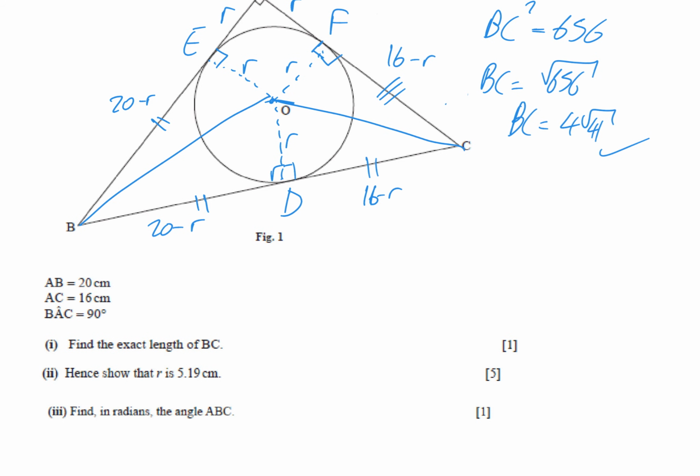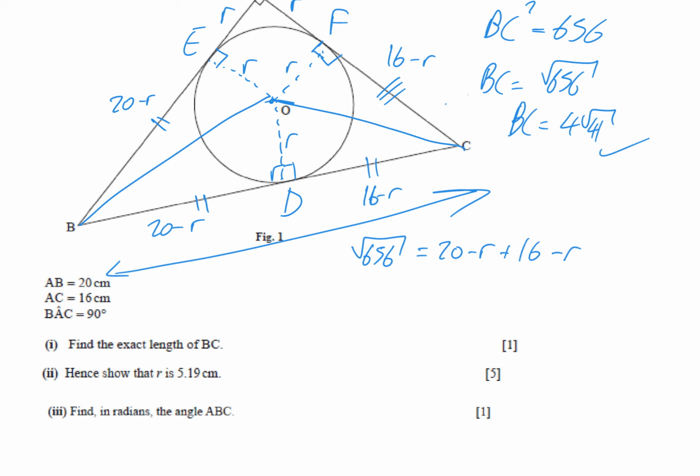So we know that this whole length from B to C is 20 minus R plus 16 minus R, and that's also equal to the square root of 656. So we can just say the square root of 656 is equal to 20 minus R plus 16 minus R, and we'll just work with that.